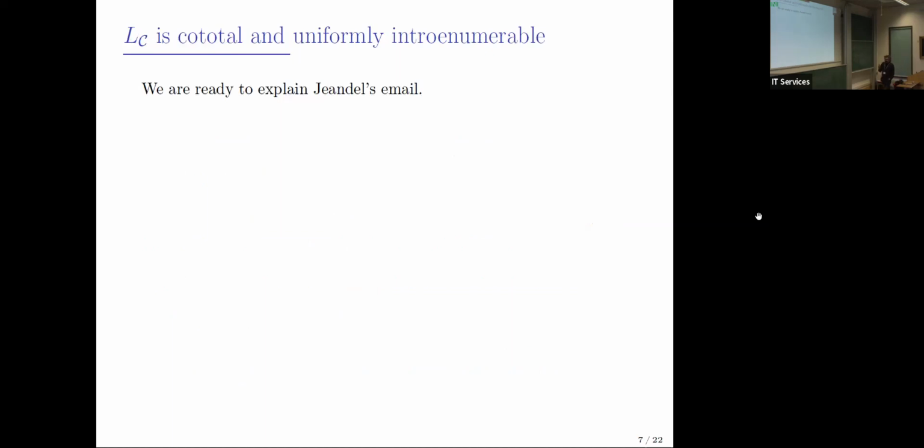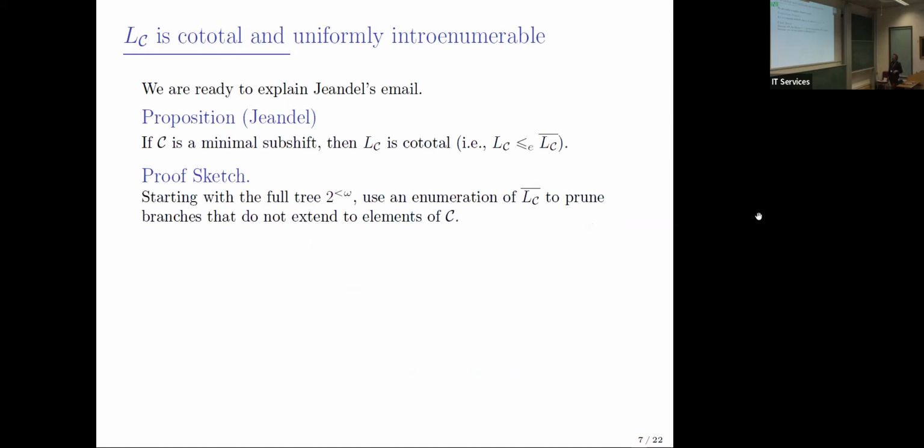Well, that language, the enumeration degree of the language of a minimal subshift, isn't just any enumeration degree. It's going to be a cototal enumeration degree. And that's what Jeandel noticed. It's not too hard to see. If C is a minimal subshift, then the language of C is cototal.